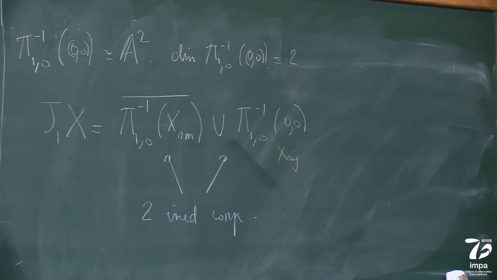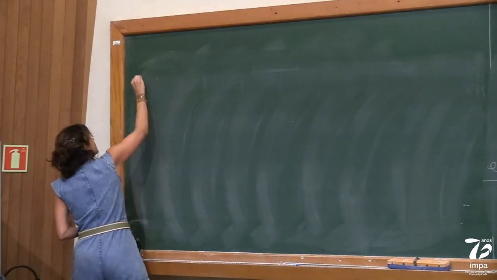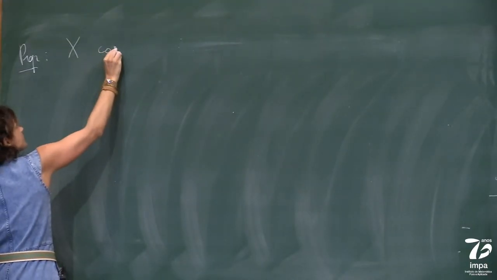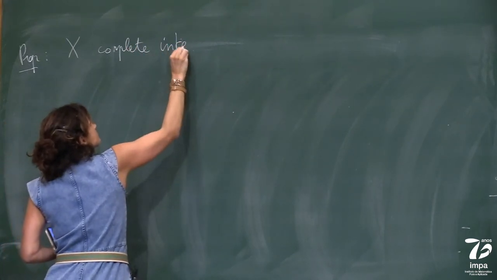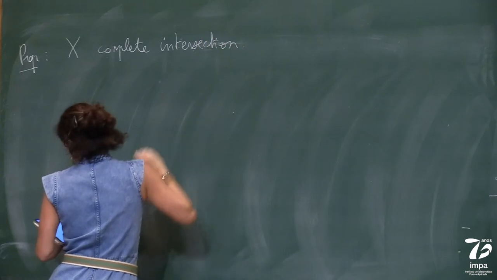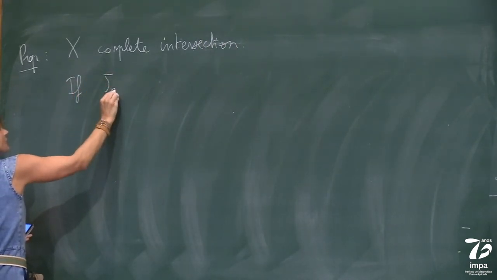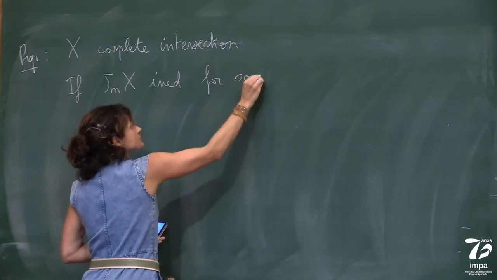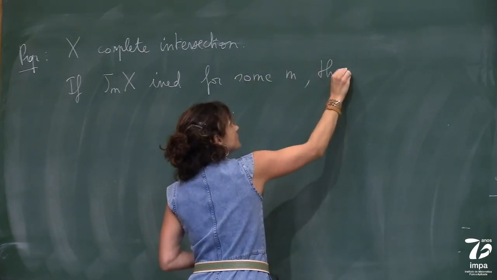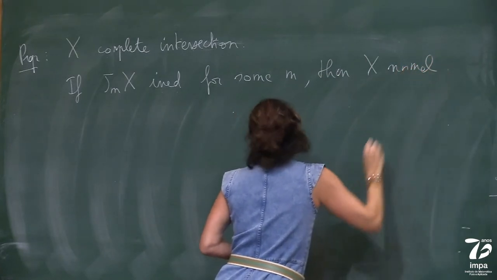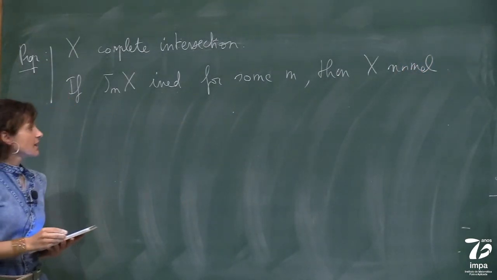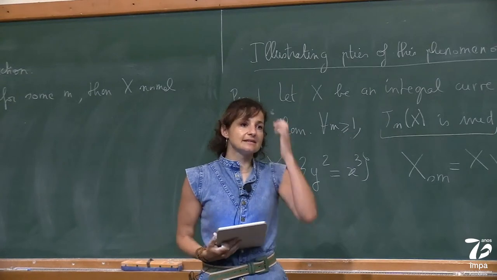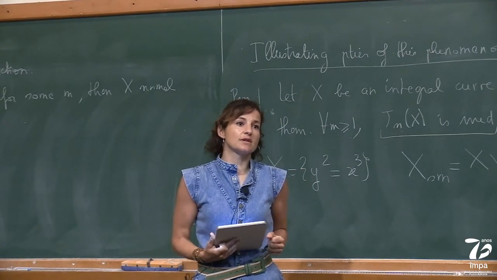So, okay, there are several, but maybe this one is interesting. Another property. Assume that X is a complete intersection. Then we have that if this scheme is irreducible for some m, then X is normal. So here again, this is interesting because by testing on jet spaces this condition, you can detect the normality of the scheme. And this is something interesting, the normality.